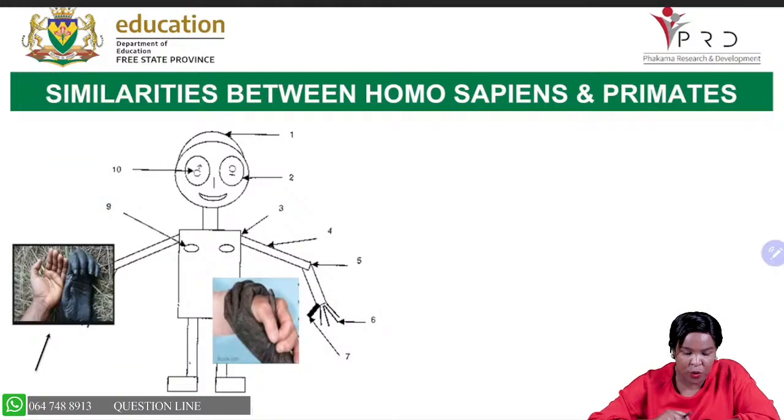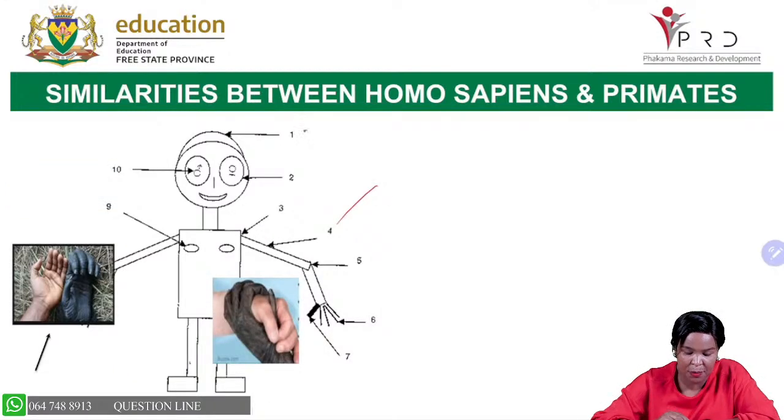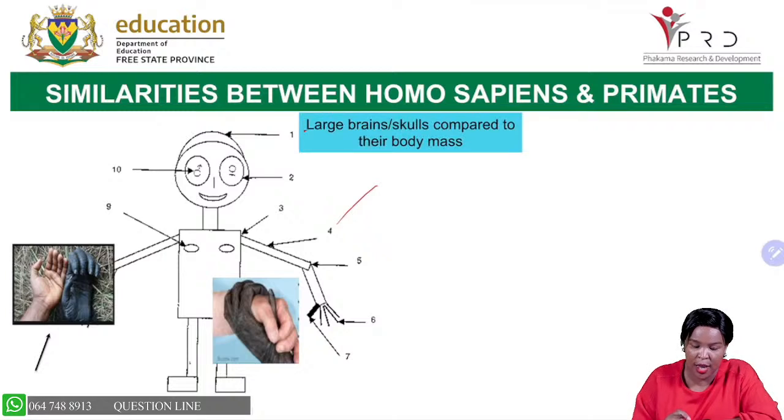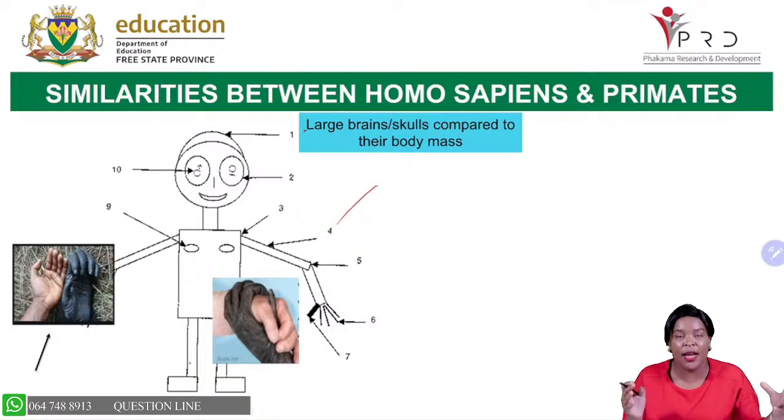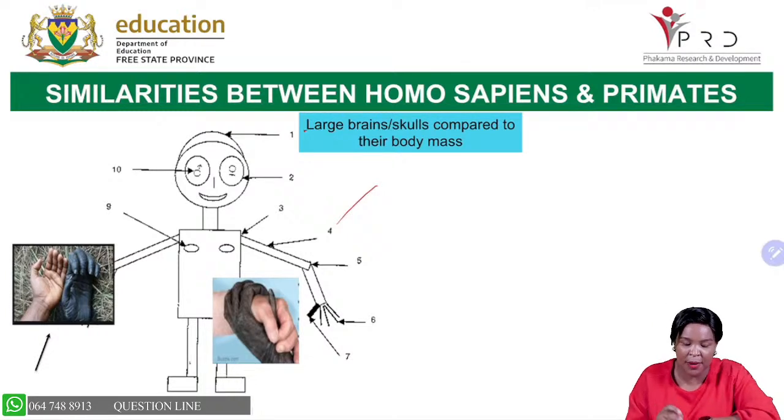The first one, when you look at the head of this particular diagram here, it shows you the head. The head represents what? A large brain or large skull compared to their body mass. So all primates have a large brain or skull compared to their body mass.